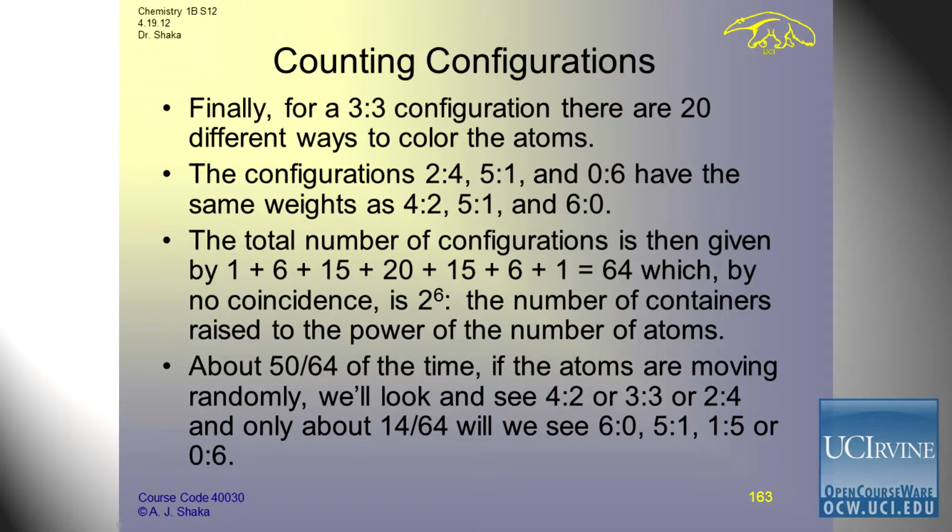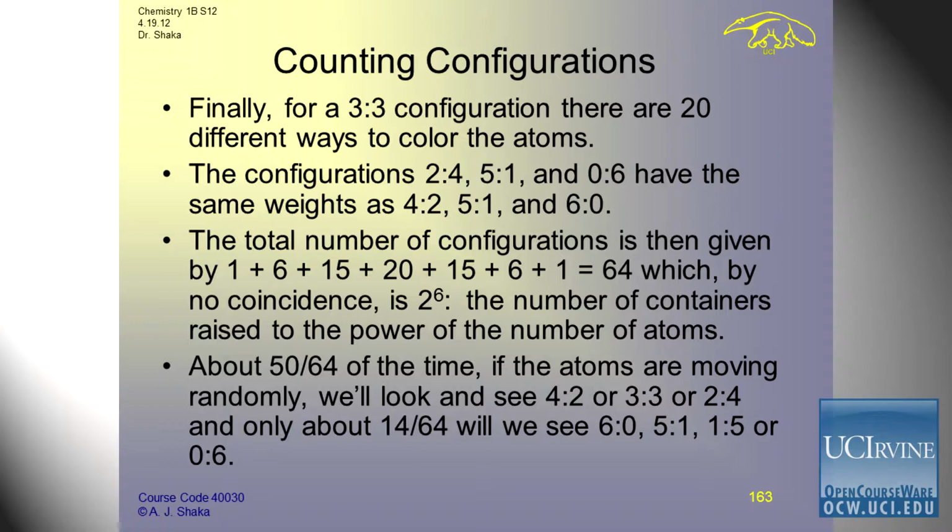And we were starting with the one on the left being more filled. If you go to the opposite side, the one on the right being more filled, all the statistics are the same. You're just doubling that possibility. So the configurations 2 and 4, 5 and 1, and 0 and 6 have those same weights as 4 and 2, 5 and 1, and 6 and 0. They contribute just as much.